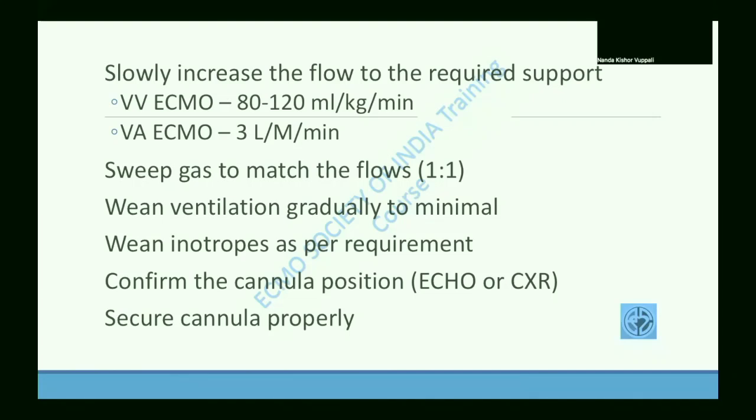Then as you increase the flows, you increase the sweep gas to match. Usually we do it 1:1. So if you increase the flow to 1 liter, you increase the sweep gas to 1 liter. If you increase the flow to 2 liters, increase the sweep gas to 2 liters. Once the patient is stabilized, you do a blood gas and adjust the sweep gas accordingly.